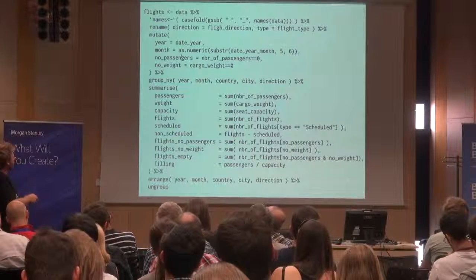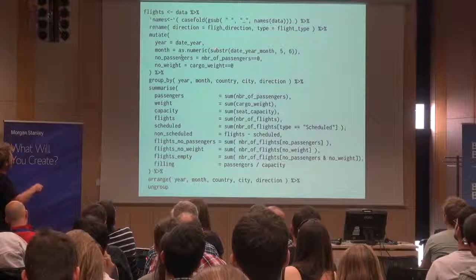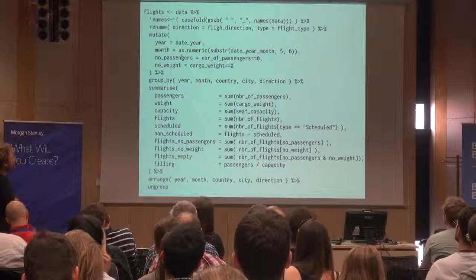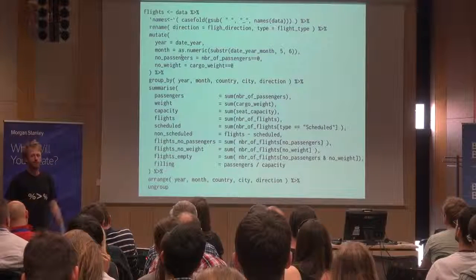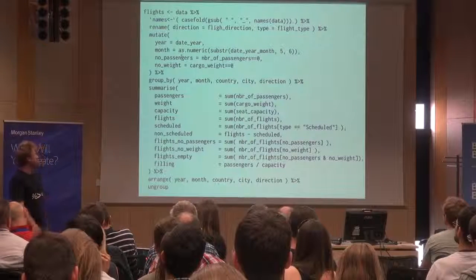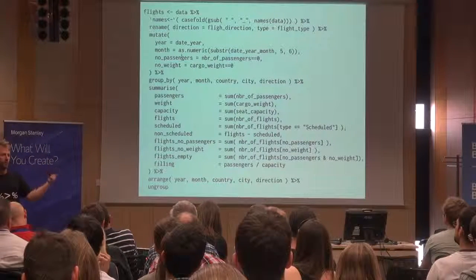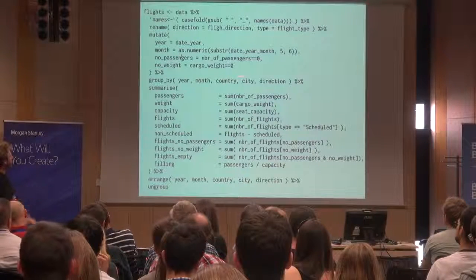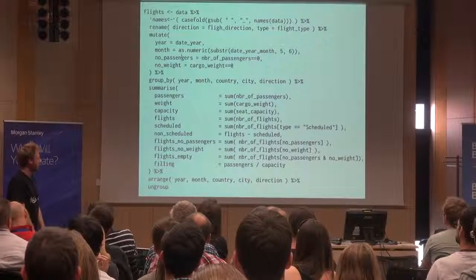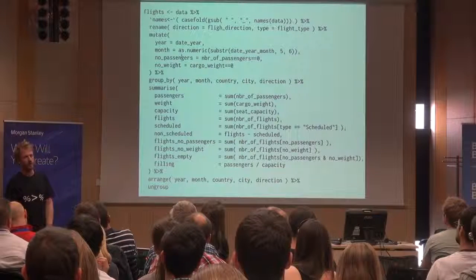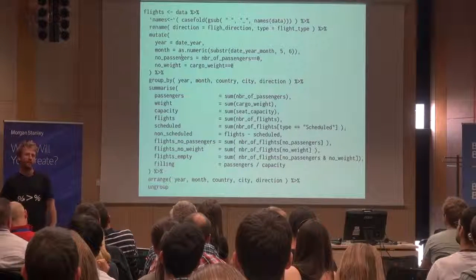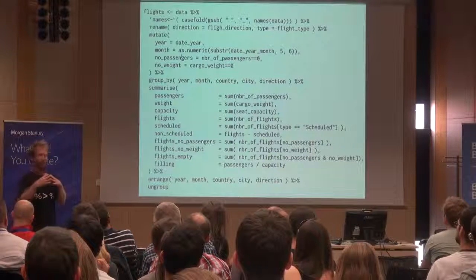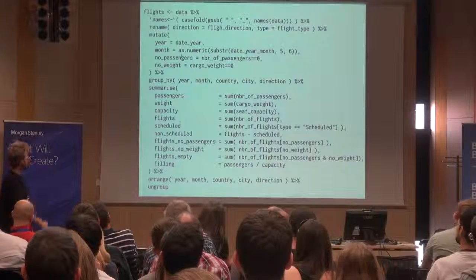Then I want to create new variables. Well, this is actually a rename that could have been there, but I want to grab the month as a single variable, so that I have a variable for year and one for month. Then I'm creating some extra variables to identify the cases where there are no passengers and the case where there is no weight, and then afterwards we can get interested in the overlap of those two conditions.